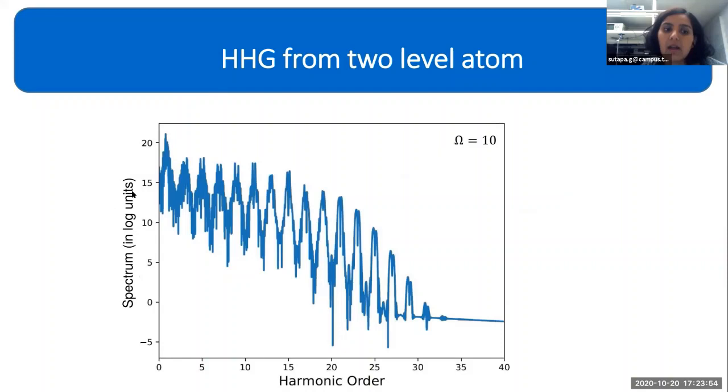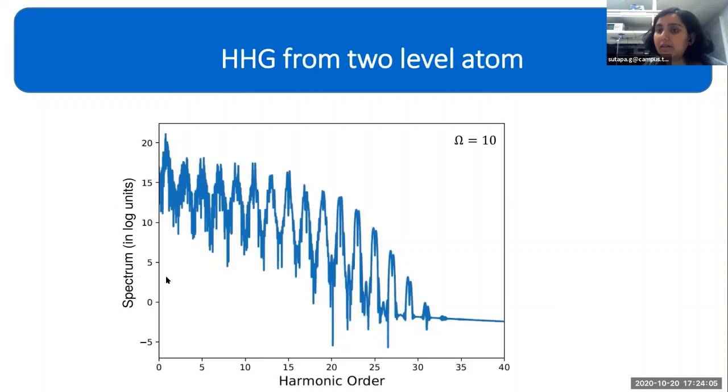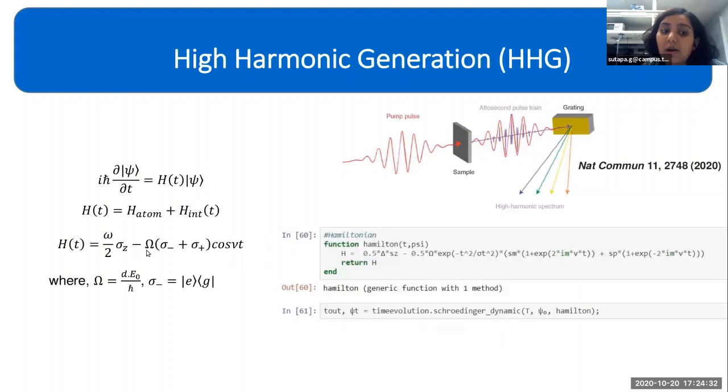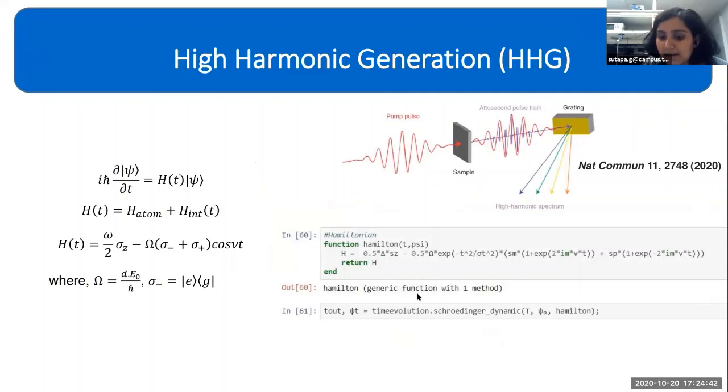Here I'm plotting, once I have the state at each time, the expectation value of sigma dagger sigma, which means the population of the excited state, and then I'm doing the Fourier transform. It tells me the spectrum, the frequency components of the atomic excitation. You can see that the atom is exciting in higher harmonics, and this is what it will emit when we analyze the emitted photons. Depending on your omega, which represents your coupling strength, you get higher-order harmonics from the system. This type of system you can simulate very easily here. This is what I want to emphasize.